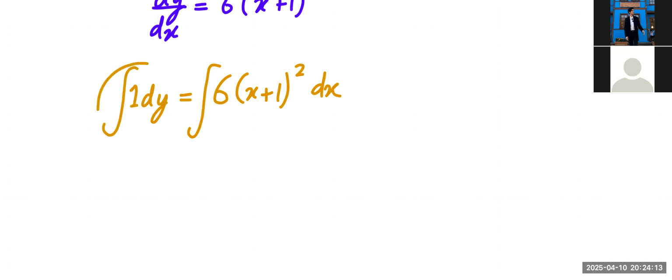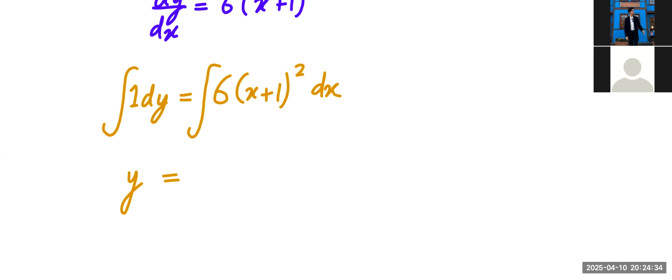What do you think? Ignore the dy for a second. Imagine what would happen if I integrate 1. What does it become? One x. Good. But it's y, right? So we're integrating with respect to y, so it will become y instead. So just y basically.